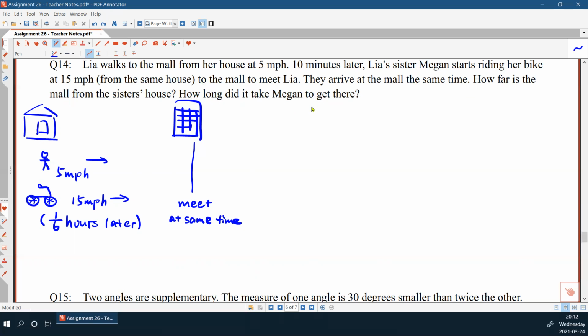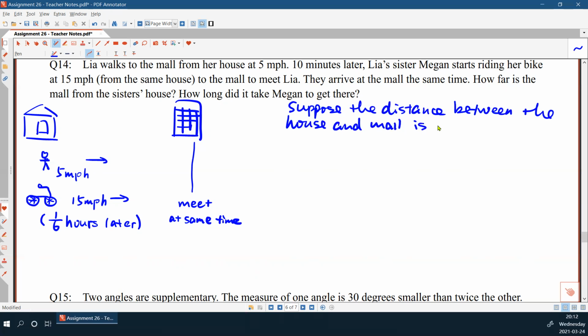Okay, so let's suppose the distance between the house and the mall is D. D for distance, okay? And the unit is miles because the unit of the speed is miles per hour, right? So it's better to use the miles as unit of the distance.